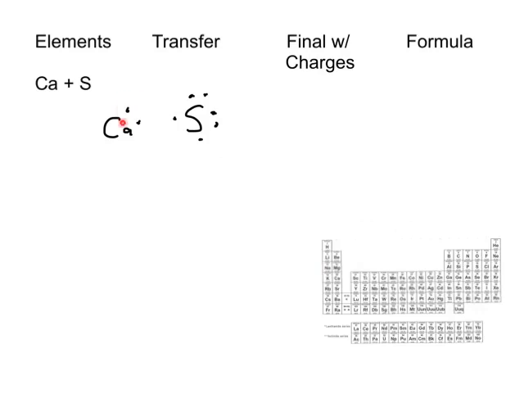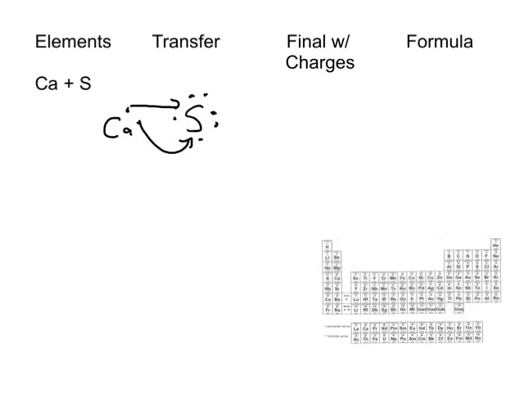So my metal needs to give away 2 dots, and my nonmetal needs to get to 8, so it needs 2 dots. So this one can work out pretty easily also. I'll show the transfer. The nonmetal now has 8 dots, had 6, accepted 2. My metal now has no dots, started with 2, gave them both away.